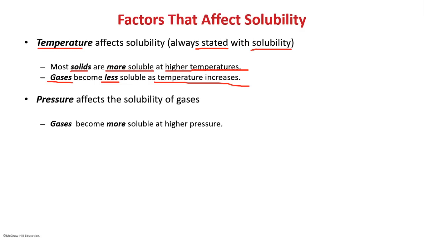So gases become less soluble as temperature increases. Solids become more soluble at higher temperature. Now, pressure only affects the solubility of gases. So for example, if you increase the pressure, gases are more soluble. A good example of this is a can of Coke. It's pressurized, which keeps the carbonation in the solution. Now when you pop the top, you've released that pressure of CO2, so the gas is released, therefore making your drink taste flat.